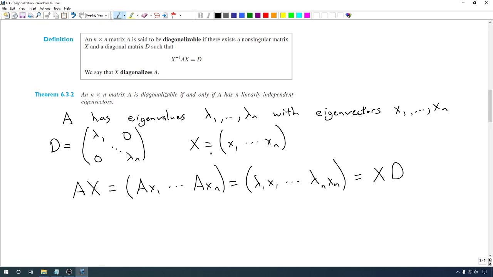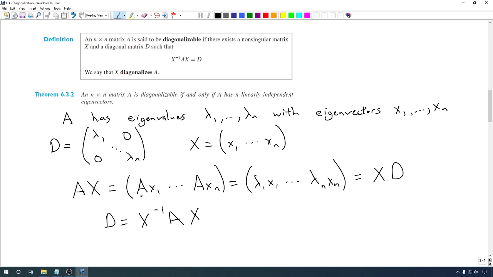So here we actually do have AX equals XD. We know that X is a non-singular matrix because we're assuming that these eigenvectors x1 through xn are independent. So this is a matrix with independent columns, a square matrix with independent columns. And so we can just multiply the inverse of X to the other side and have that D equals X inverse AX. Exactly what we want it to be, that A is diagonalizable.